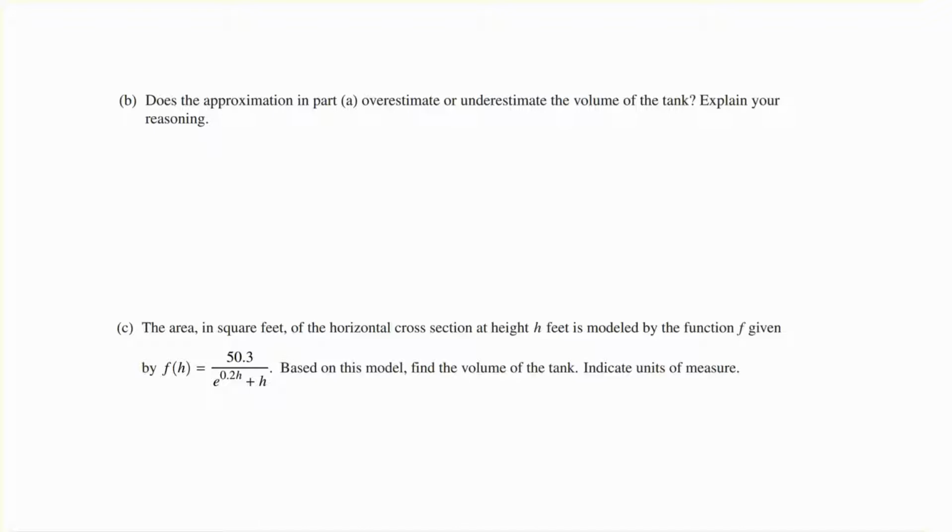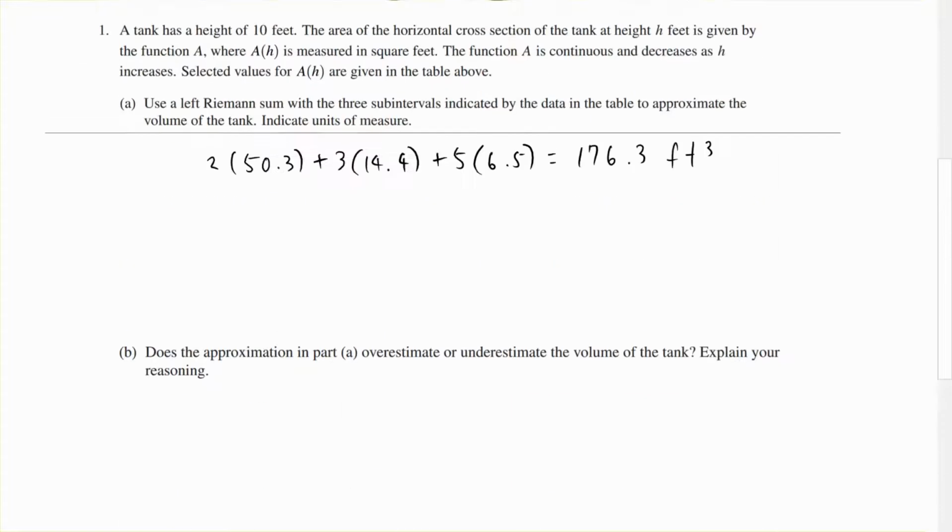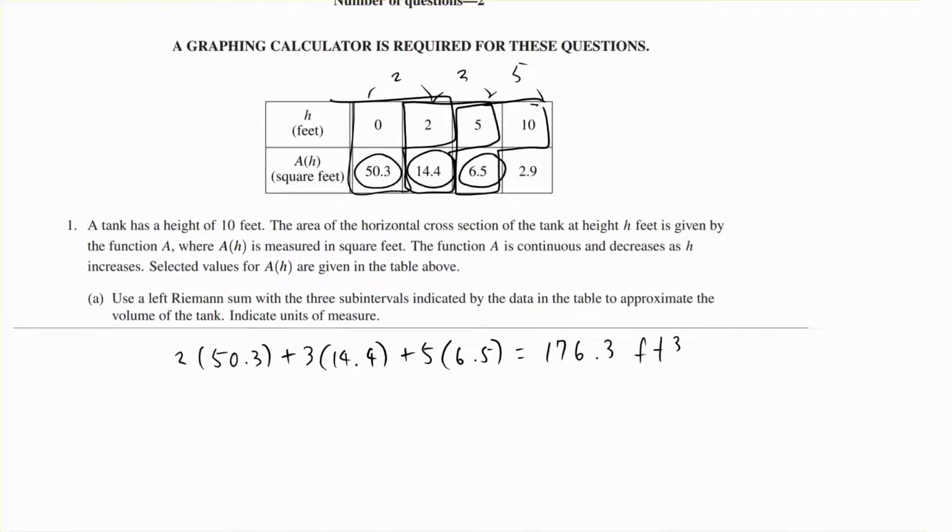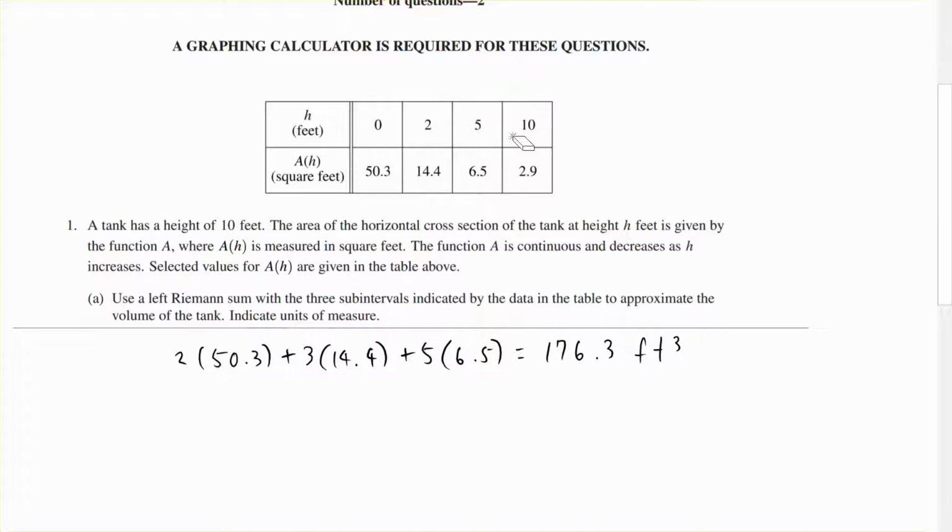B asks, does the approximation in part A overestimate or underestimate the volume of the tank? Explain your reasoning. So first of all, we're going to go back to the chart and see whether it's an overestimate or an underestimate. And when we do this, we've got to read the question again carefully, and I'm going to highlight this section right here. In particular, I want to focus on this section. So when a function is decreasing and we're taking the left-hand Riemann sum, I'm going to try to demonstrate this in pictures so that it's easier to see.